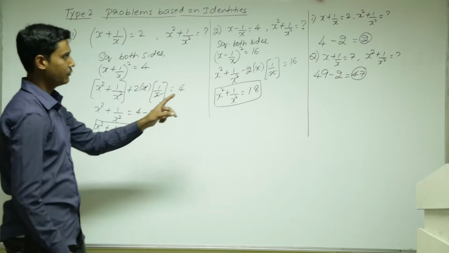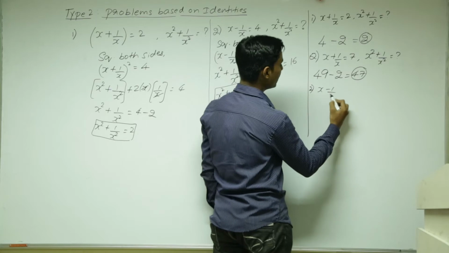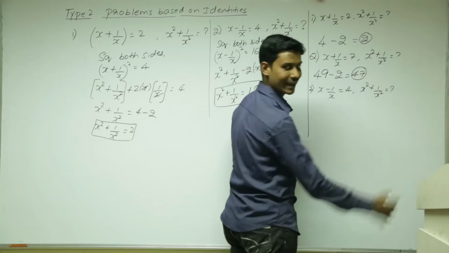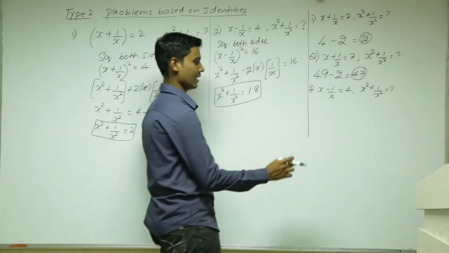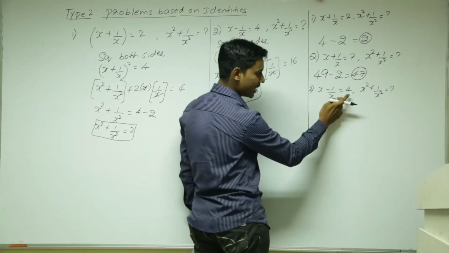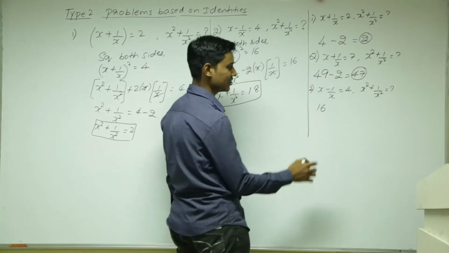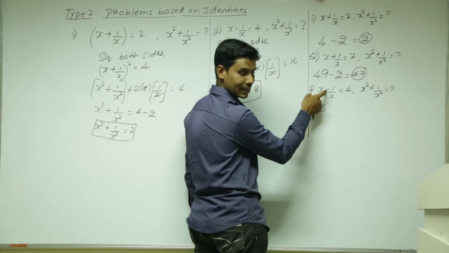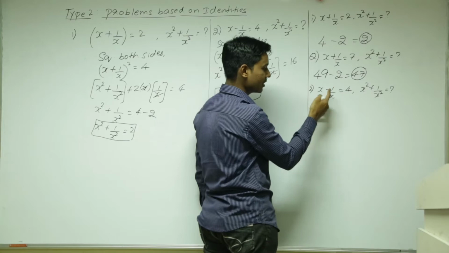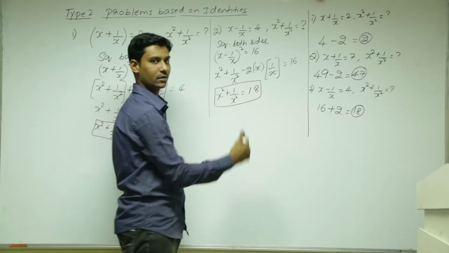Same logic. If it is ulta, suppose your second question, x minus 1 by x is given as 4. I need to find x square plus 1 by x square value. Square the right hand side, 4 square is 16. Whenever the question is given as minus, add 2. If the question consists of plus, you should subtract. If the question consists of minus, you should add 2. 16 plus 2 is nothing but 18. That is what I got here also.